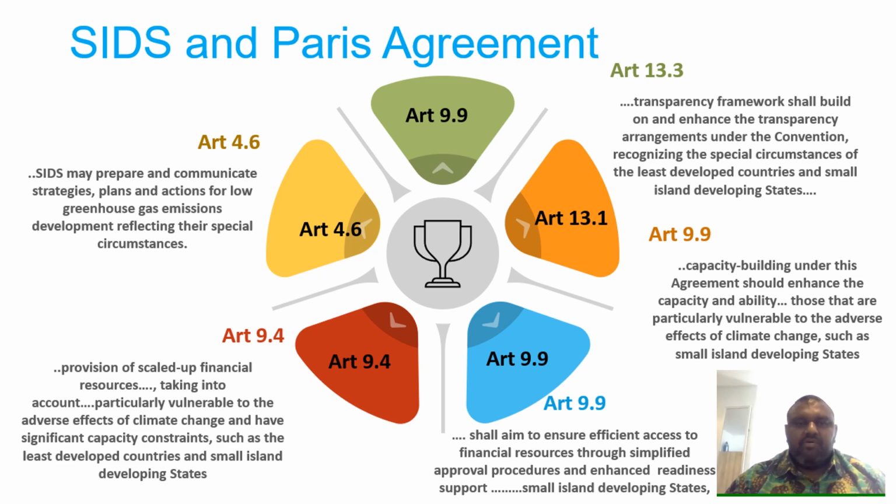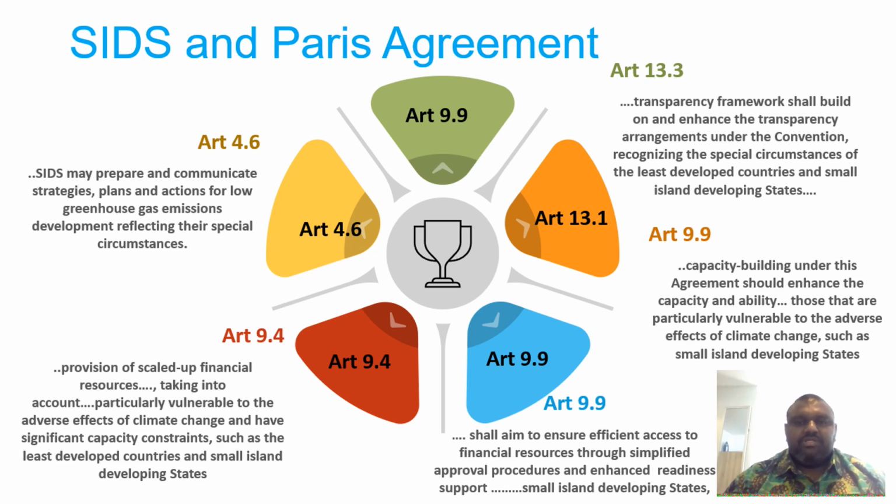Article 9.4: the provision of scaled-up financial resources should aim to achieve a balance between adaptation and mitigation, taking into account country-driven strategies and priorities and the needs of developing parties, especially those that are particularly vulnerable to adverse effects of climate change and have significant capacity constraints, such as least developed countries and small island developing states, considering the need for public and grant-based resources for adaptation. Article 9.9.